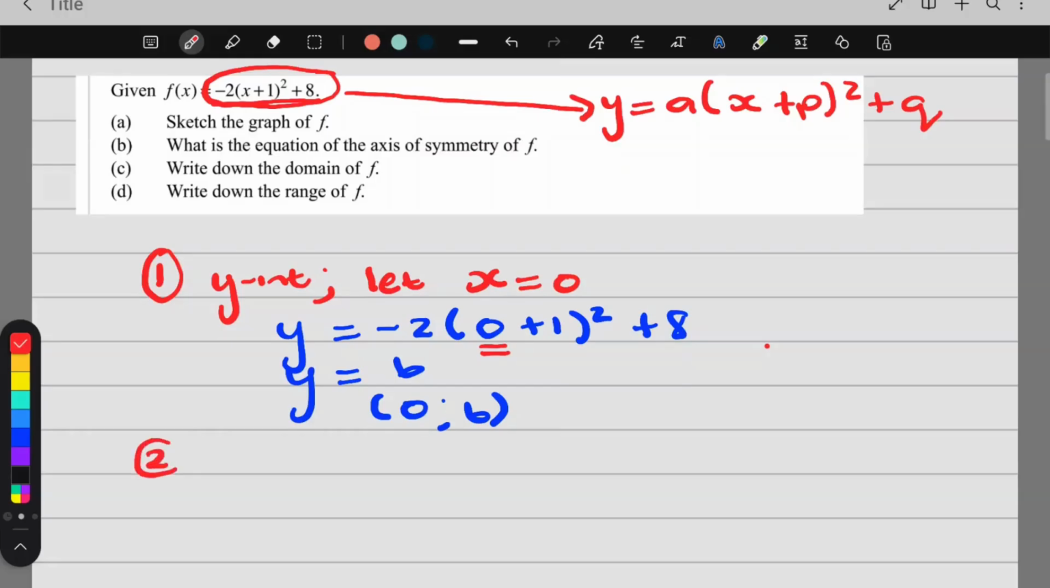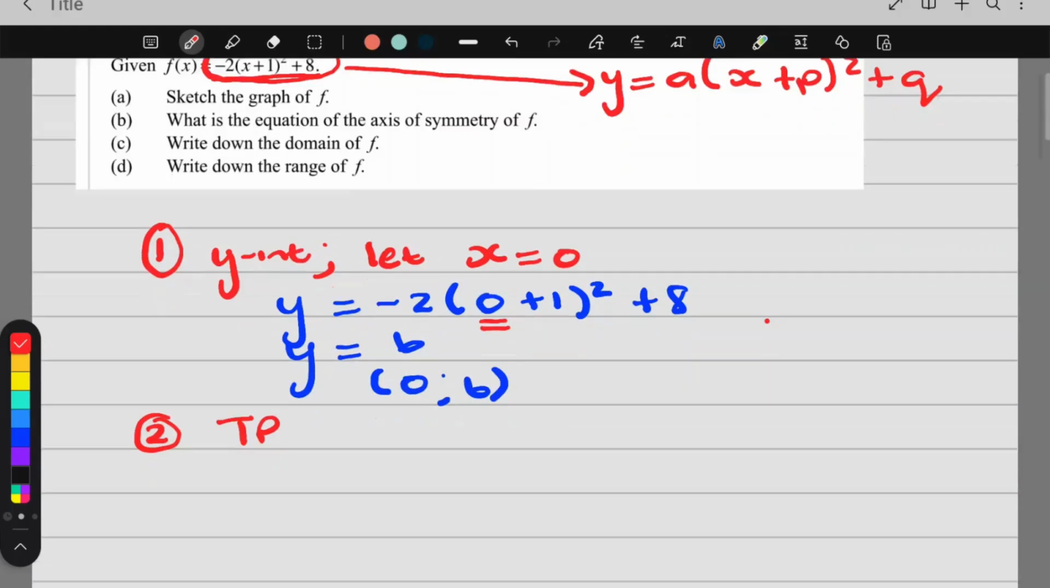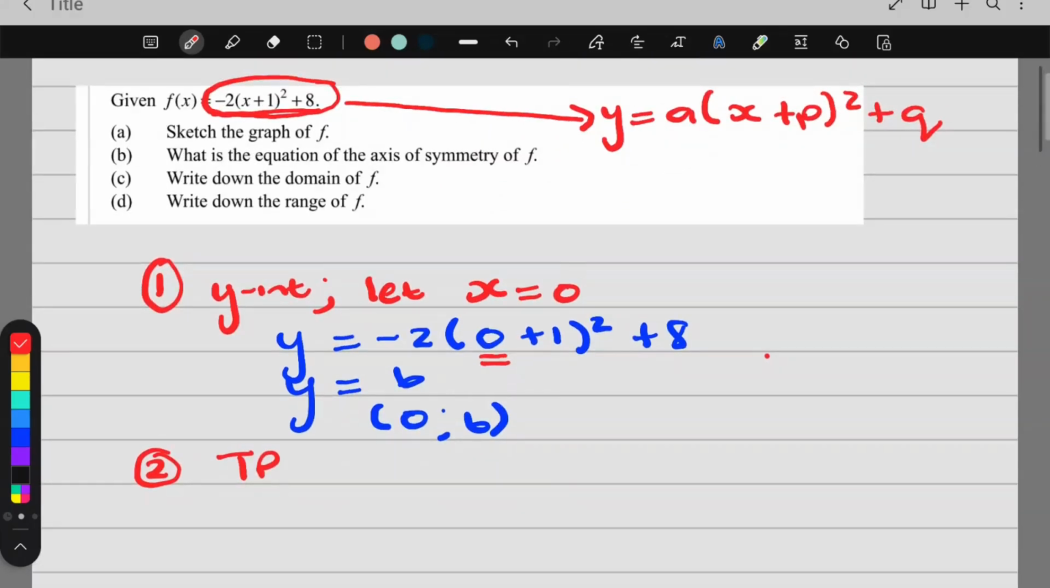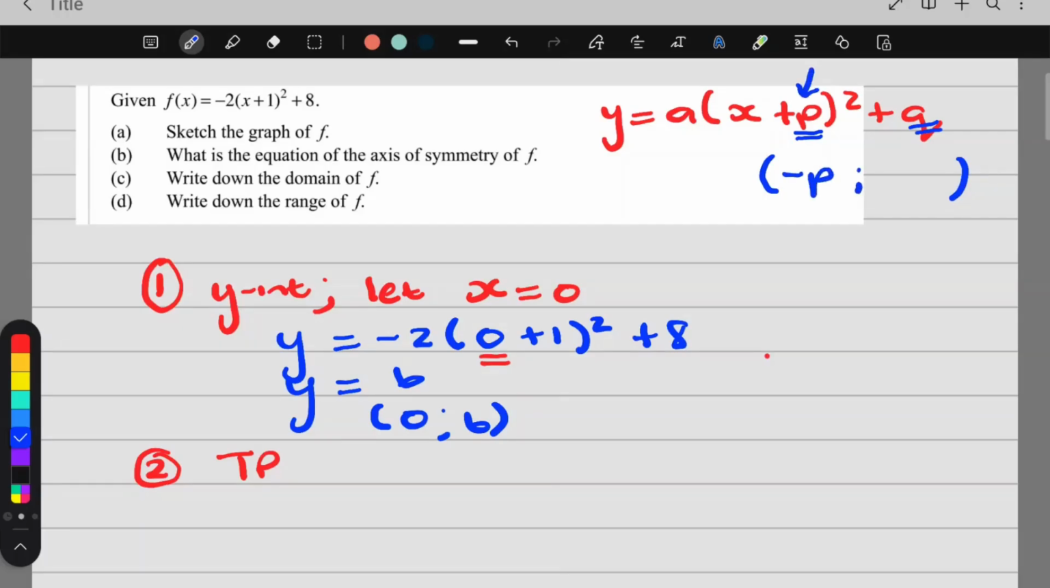Step number 2 is to work out our turning point. Now, because this equation is in turning point form, I can see my turning point. So my turning point is this P and that Q over here. So if this is a positive P, my turning point is the negative P. And if this is a positive Q, the sign stays the same. So that would be my turning point.